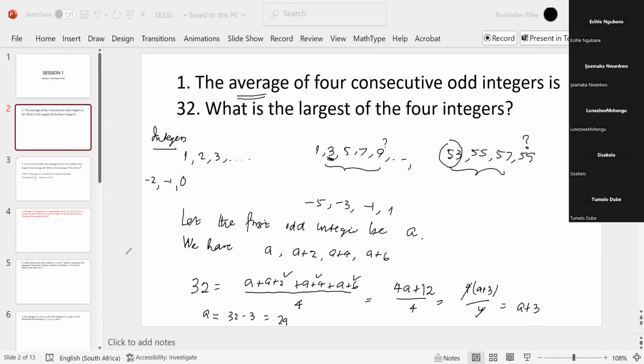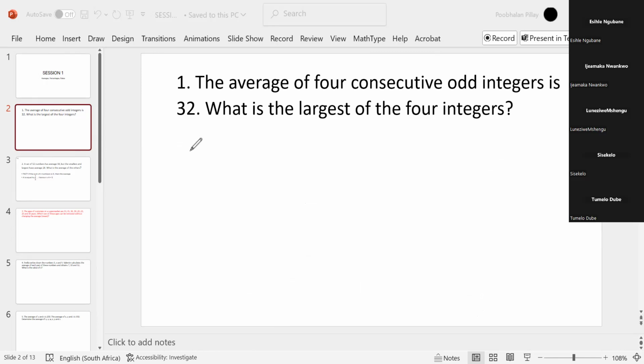All right. So let's just write down those four integers. If the first of them is 29, then I'm going to clear all these drawings and say that A is equal to 29. So the four integers are 29, that was the smallest one, 31, 33, and 35. The question is, which is the largest of the four? So the answer is 35.